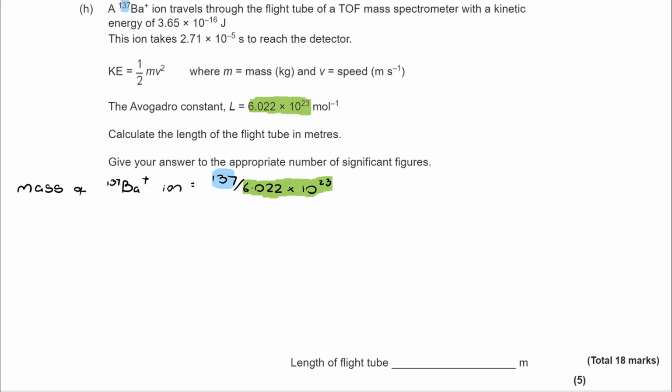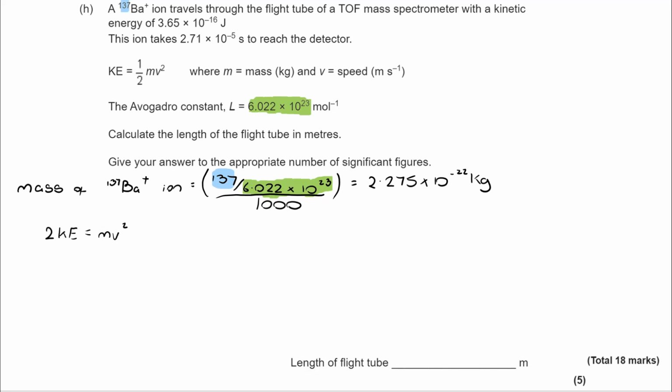First of all, I need to know the mass of a 137Ba+ ion, because we've got lots of information about it, but we don't have its mass. We have its relative atomic mass, and we know how many atoms or ions are in a mole. So that takes me to my answer. However, that would give it me in grams. I need it to be in kilograms. So I'm actually going to divide the whole thing by 1,000 as well. And that gives me 2.275 × 10^-22 kilograms.